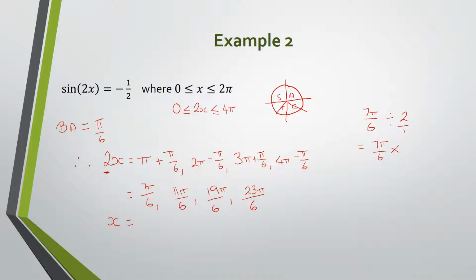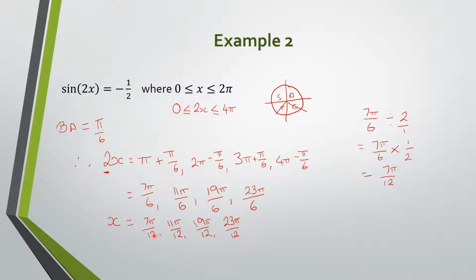When I divide by 2, if we just consider for a minute, what I'm doing is I'm saying 7 pi over 6 divided by 2. That's the same as saying 7 pi over 6 times, we can change the divide to a times and flip our fraction over, times a half. Multiplying numerators and denominators would give me 7 pi over 12. So when I divide by 2, I'm essentially just changing the denominator of all of my fractions here to a 12.